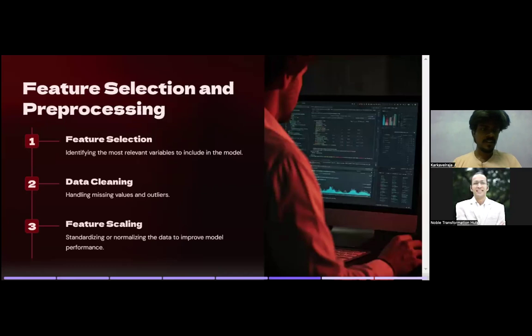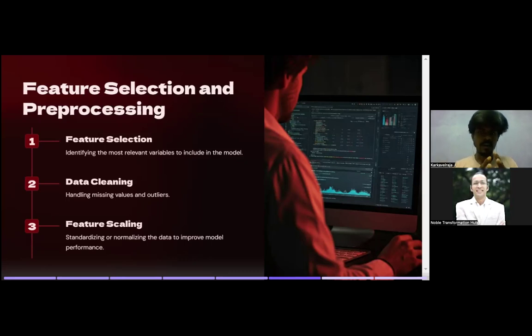Okay. Feature selection and pre-processing. So what is meant by feature selection? Identify the most relevant variables to include in the model. This is the major thing I will say, because if you are having a data set with 1,000 columns, you don't need all the 1,000 columns to predict the final result, right? You will need at least the most important columns from those. Consider if you are just building a model, then you don't need to have all the 1,000 features.